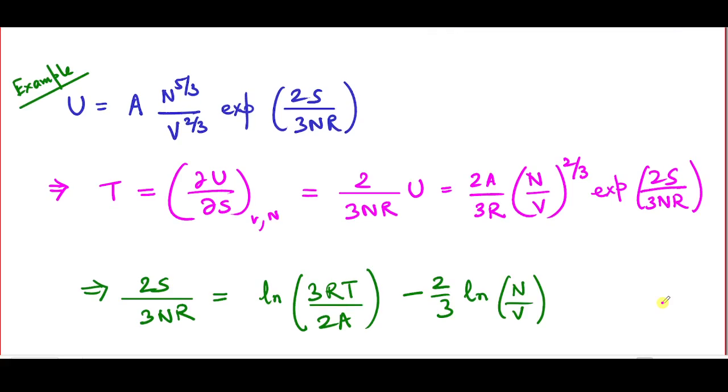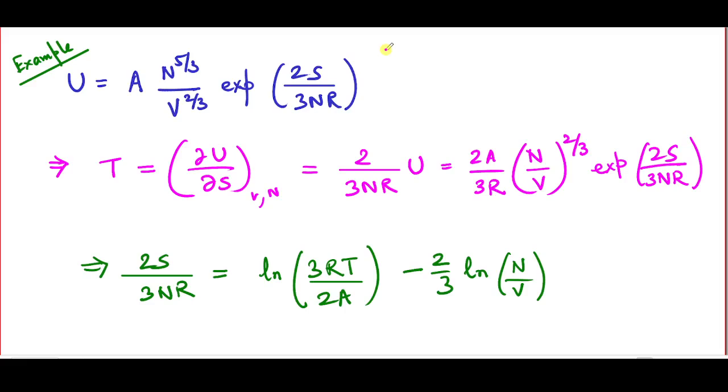Now, you can immediately solve this for entropy, but we will really need 2S by 3nR. So let's just figure that out. You move this entire thing to the other side to read: exponential of 2S by 3nR is 3RT by 2A times N by V to the power minus 2/3. And take the log of both sides to get 2S by 3nR is log to the base e, of course, natural logarithm, of 3RT by 2A minus 2/3 log of N by V.